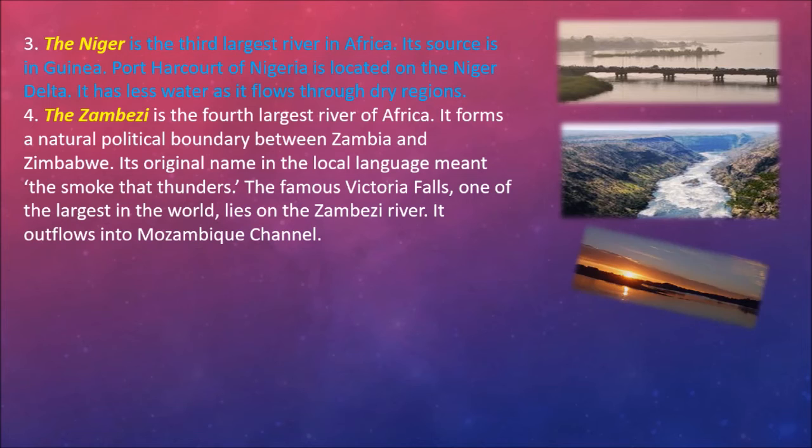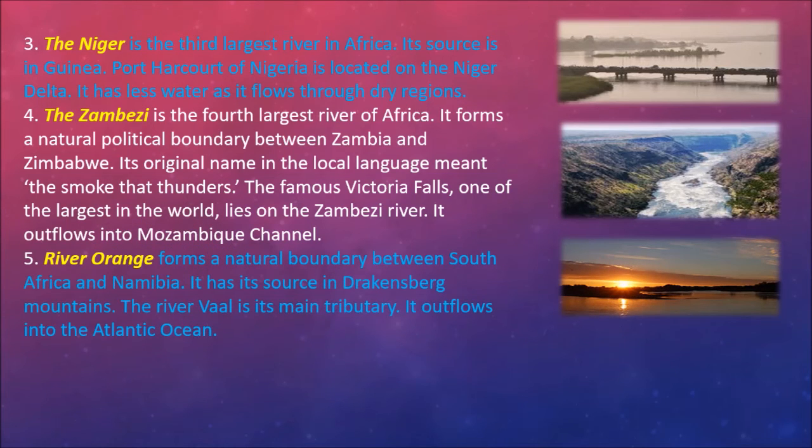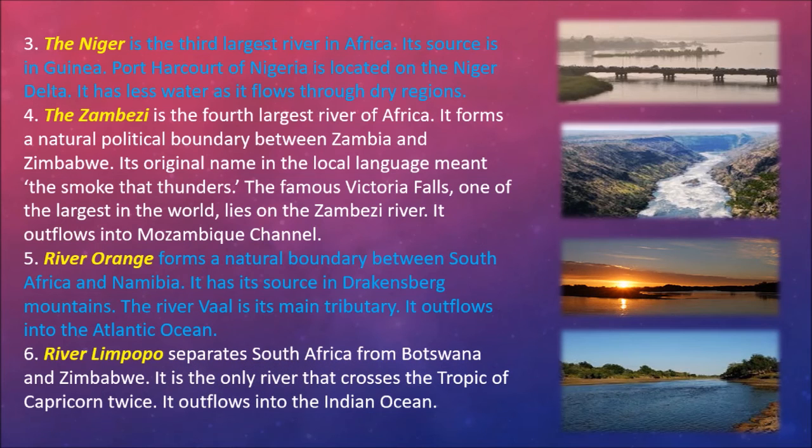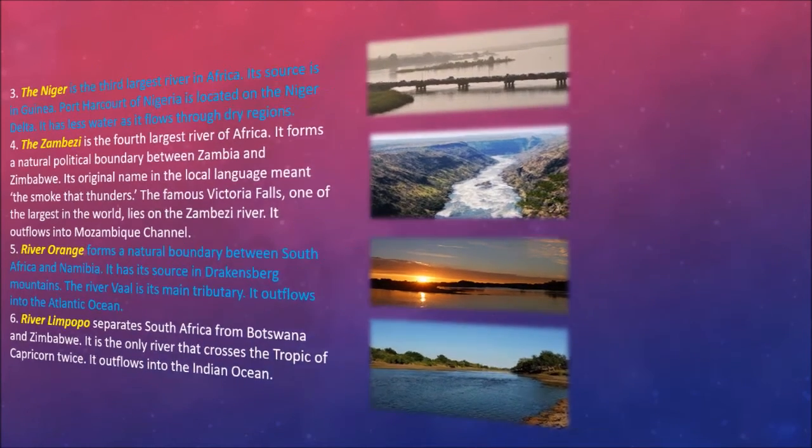The fifth river that we are going to learn is River Orange. It forms a natural boundary between South Africa and Namibia. It has its source in Drakensberg Mountains. The River Vaal is its main tributary. It outflows into the Atlantic Ocean. The next river that we are going to learn is River Limpopo. It separates South Africa from Botswana and Zimbabwe. It is the only river that crosses the Tropic of Capricorn twice. It outflows into the Indian Ocean.